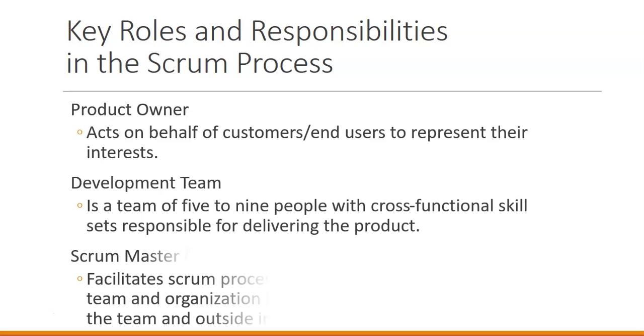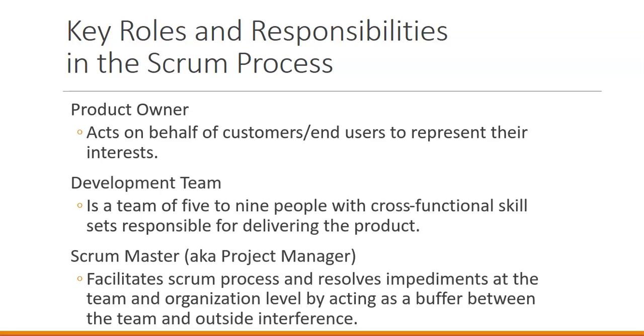Key roles and responsibilities in the Scrum process are the product owner. This person acts on behalf of customers and end users to represent their interests. So this is the main customer contact. It can be someone from the product or the project development company or someone from the customer's company. It's just essential that it's kind of one person who takes ownership of what the features and the details and the scope and everything is.